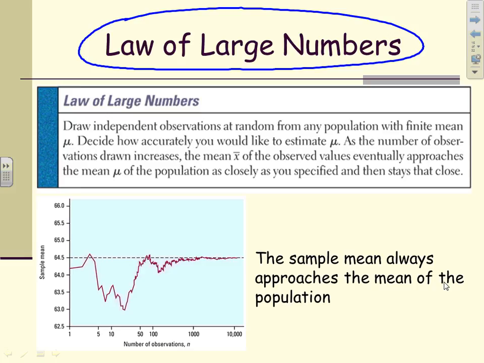But let's read here for a second. It says, law of large numbers. Draw independent observations at random from any population with finite mean, mu. Decide how accurately you would like to estimate mu, and as the number of observations drawn increases, the mean x bar of the observed value eventually approaches the mean mu of the population as closely as you specified, and then it stays that close.